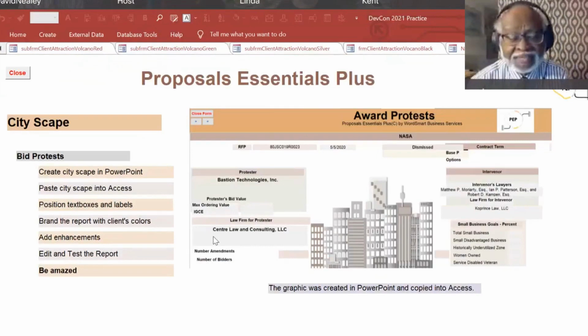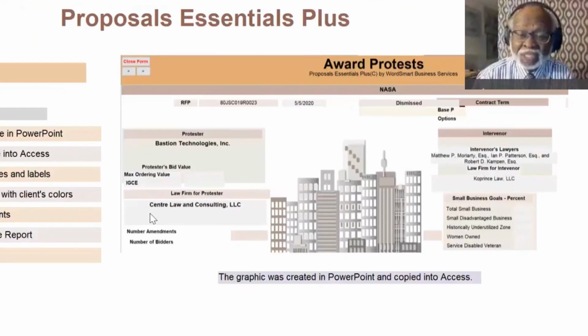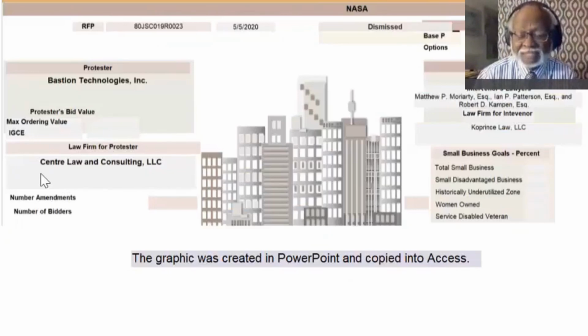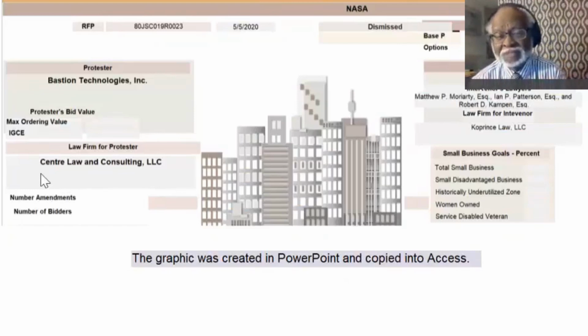The next graphic is what I call a cityscape. I ran across a similar image somewhere on the net. I recreated that image of a city, the buildings in a city, in PowerPoint, and then copied that graphic using Snip and Sketch into Access. Position it, and then put some text boxes around it.